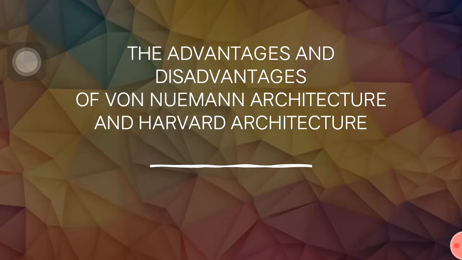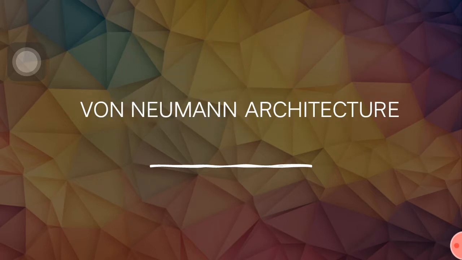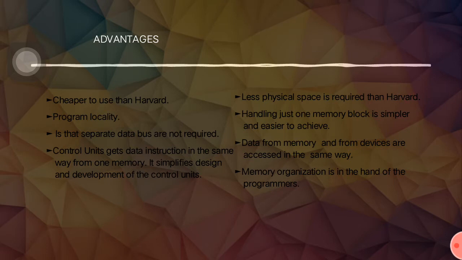The advantages and disadvantages of von Neumann architecture and Harvard architecture. Von Neumann architecture. The advantages are the following: cheaper to use than Harvard, program locality. Third is that separate data buses are not required.